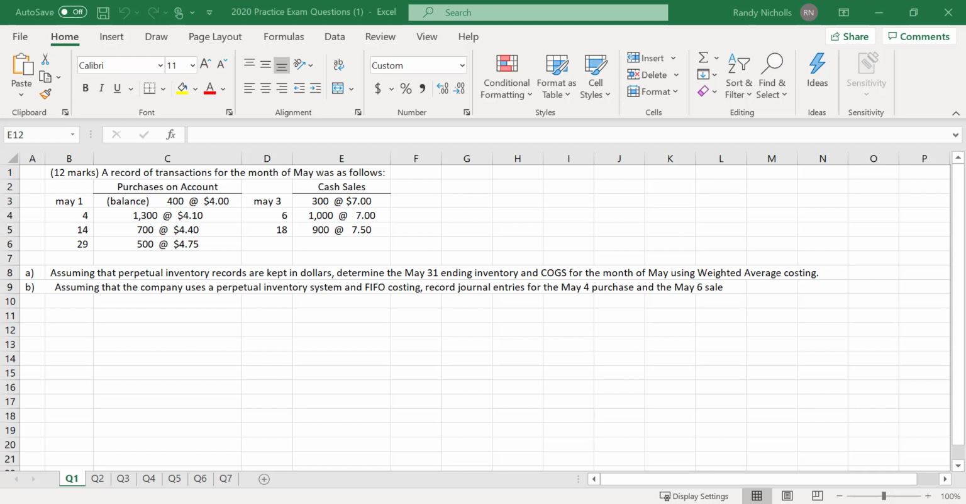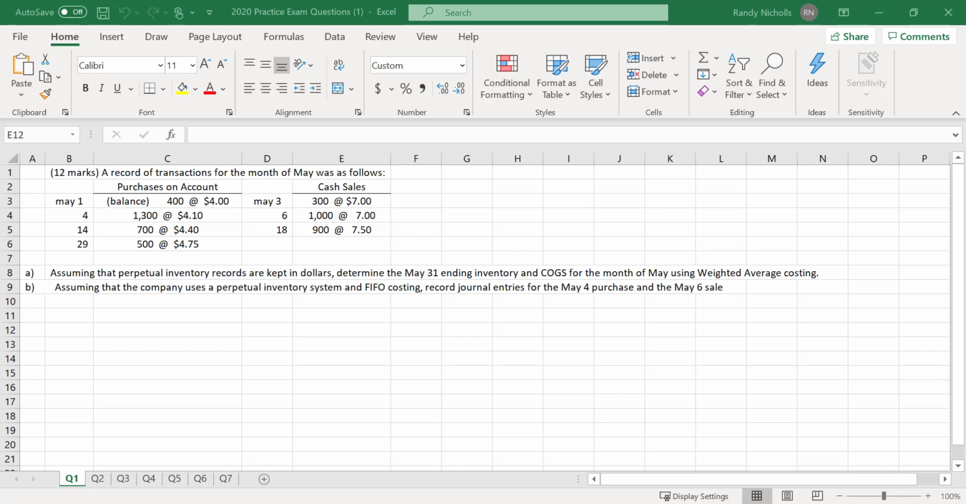So question one, this is an inventory question, obviously, right? We've got some purchases, we've got some sales, and it says, assuming that perpetual inventory records are kept in dollars, don't know what that means, but it's perpetual inventory, determine the May 31 ending inventory and COGS for the month of May using weighted average costing.